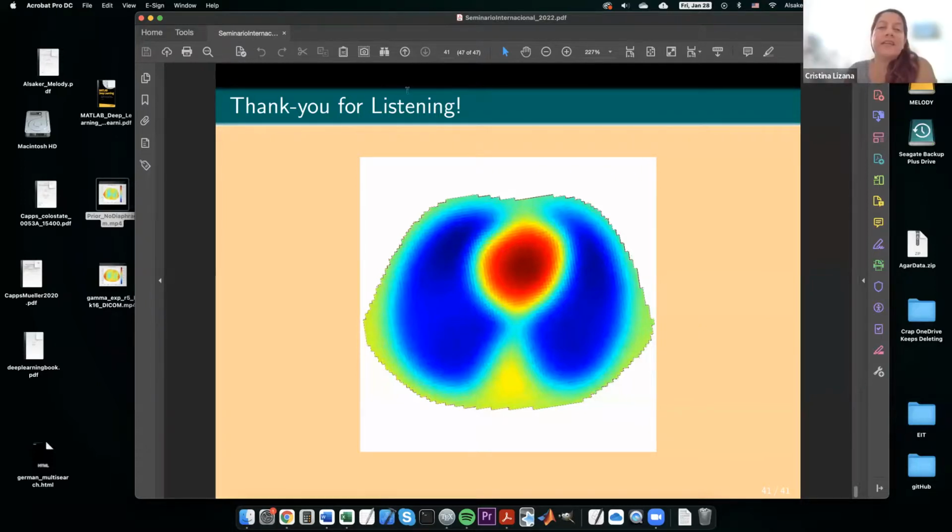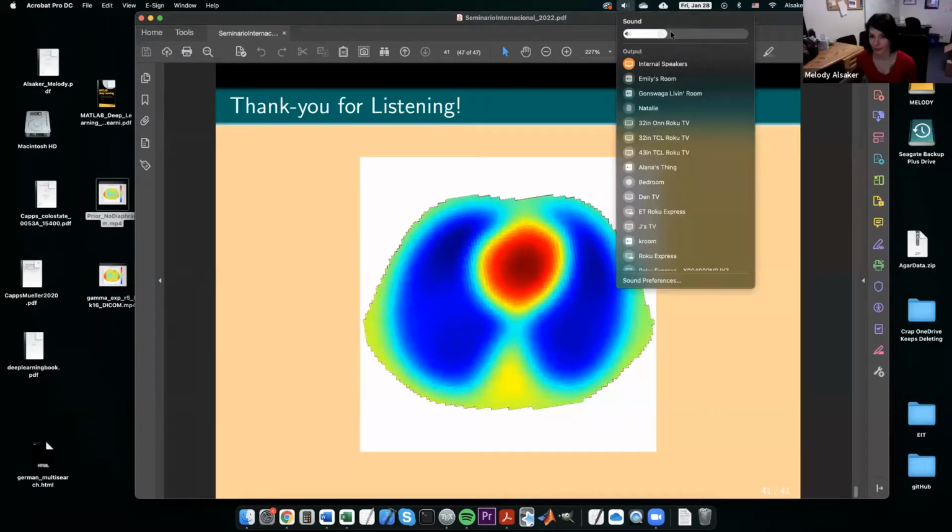So, Melody, I have a question. For applying this method, you need to do some simulation. So you need a powerful computational system, no? How expensive should it be?